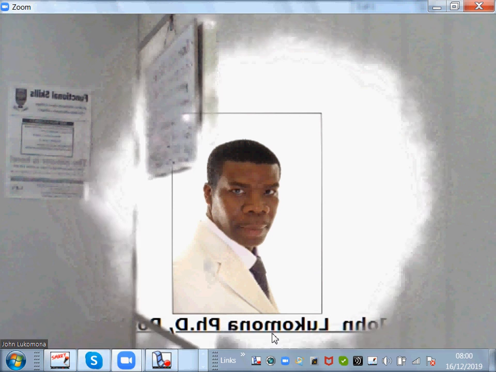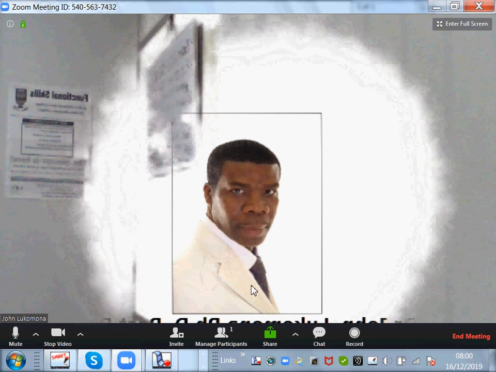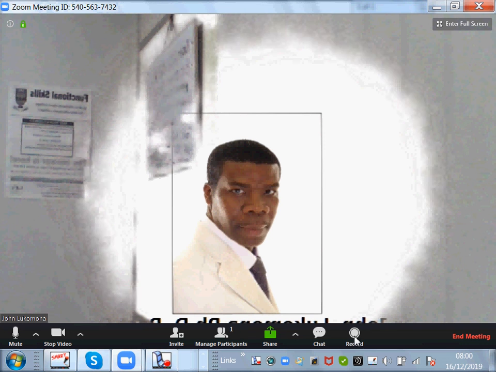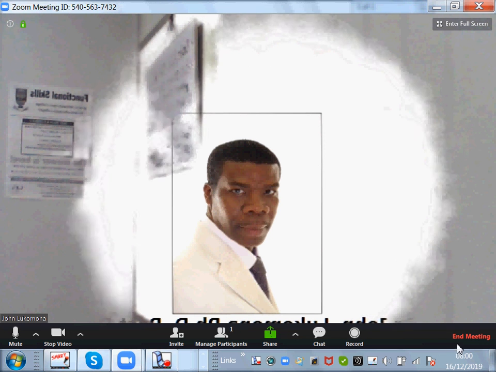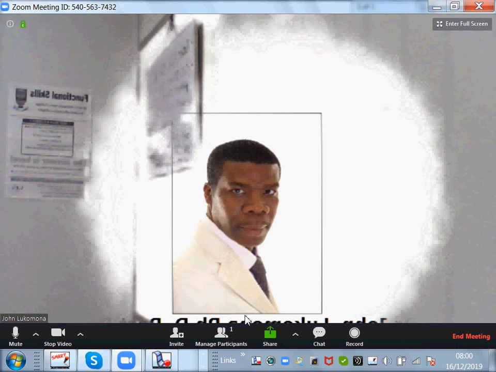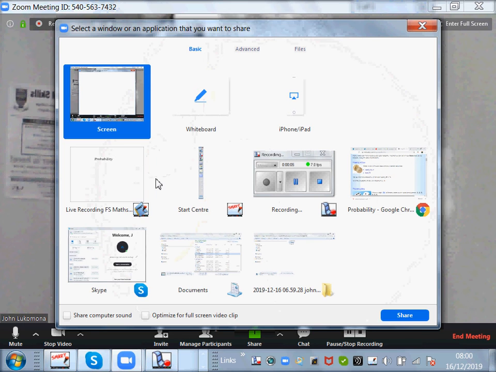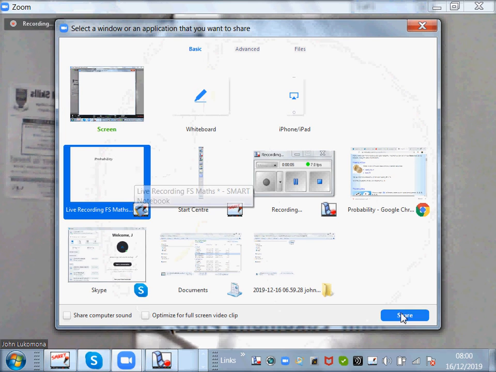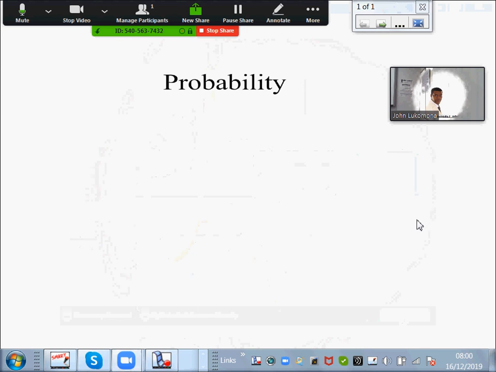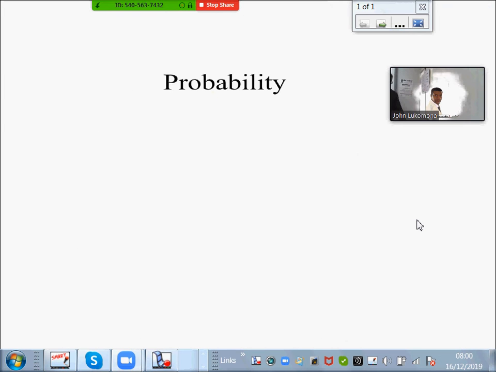We are going to start looking at probability. This topic is very important. Probability, at every stage of mathematics, you discover the importance of learning probability.